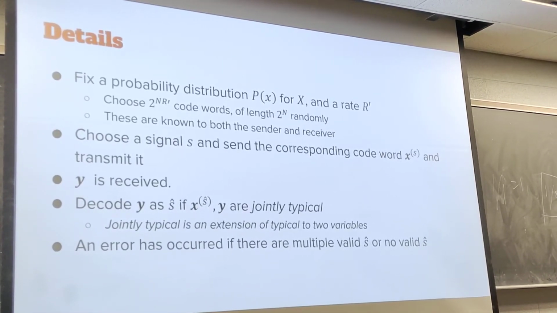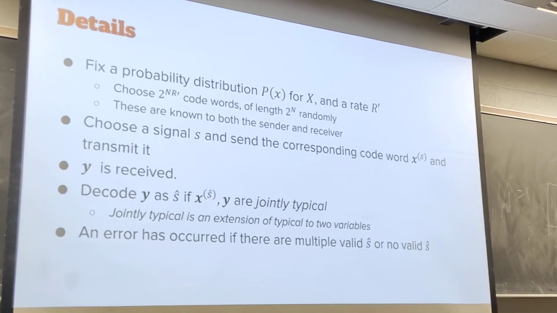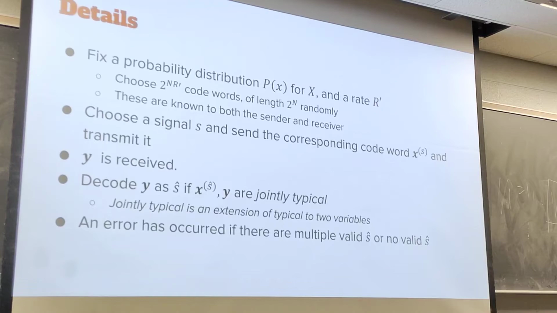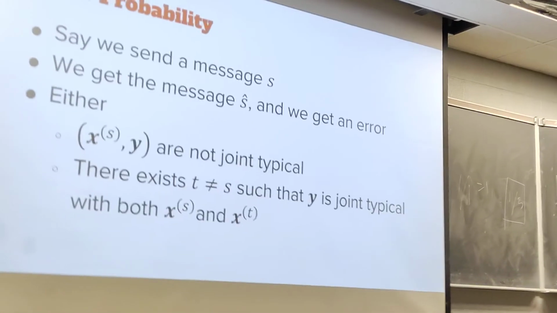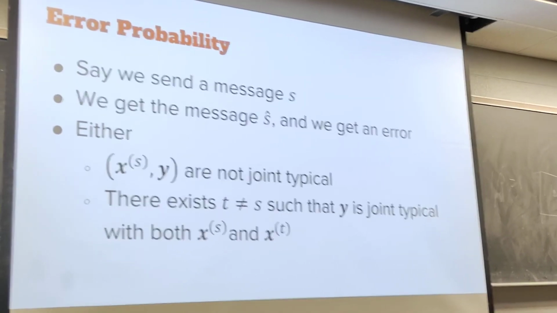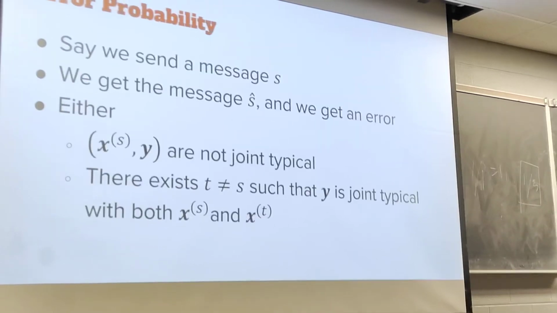And then, of course, the probability of error can be computed by saying if there are multiple S hats or there are no S hats. So, error probability, right? Let's say we send a message and we get the message S hat and we got an error. One of the two is not jointly typical, or there are multiple jointly typical ones.